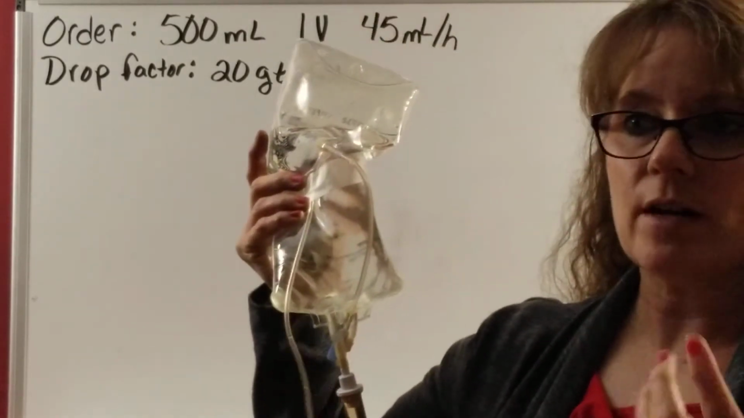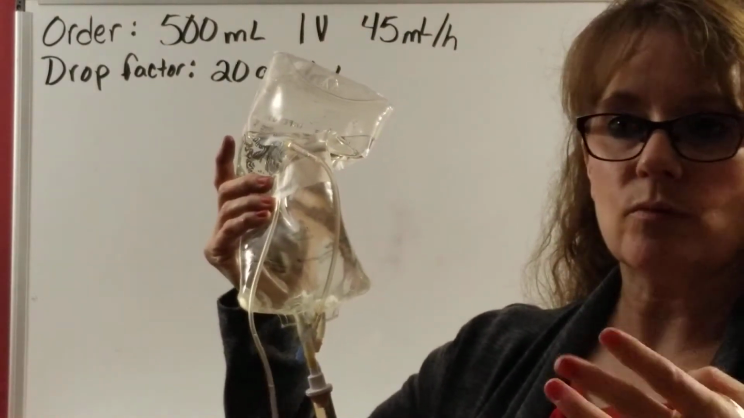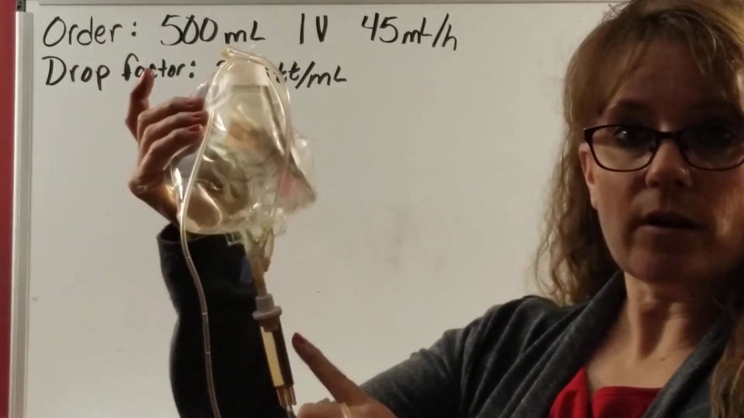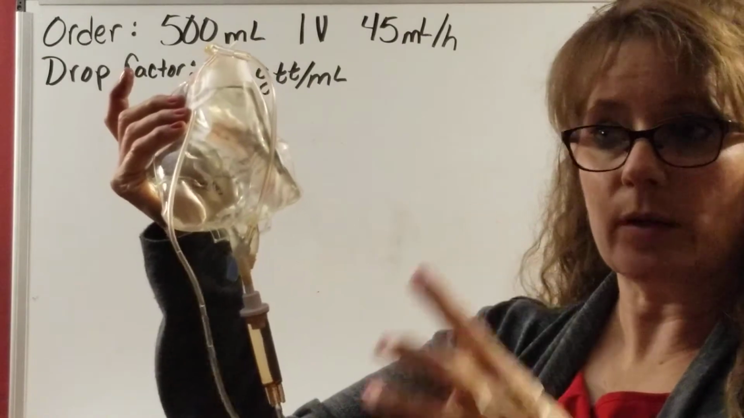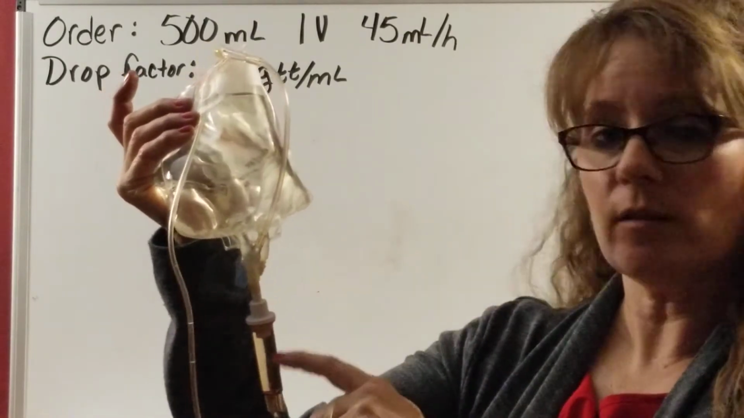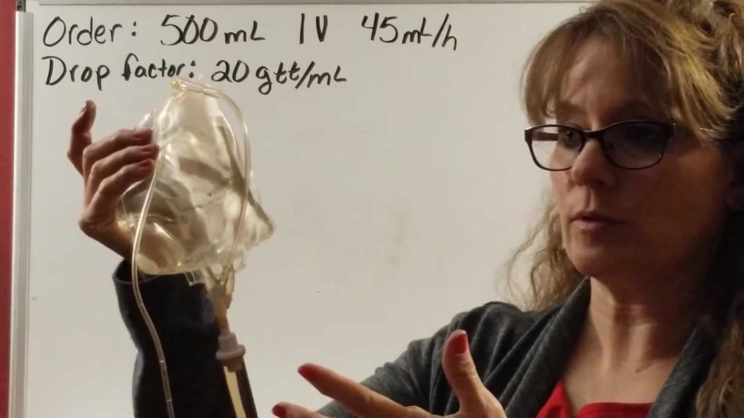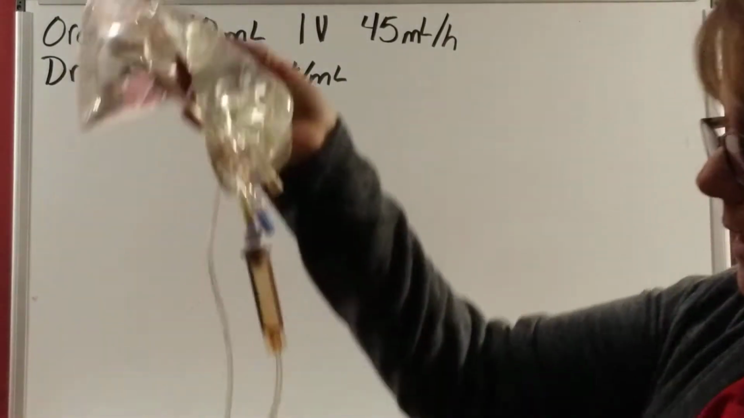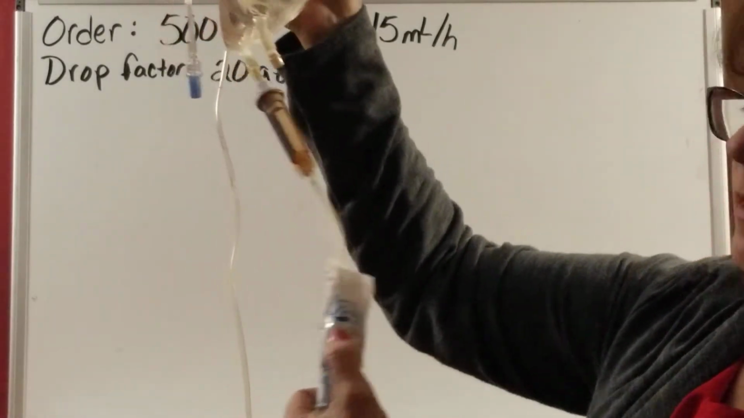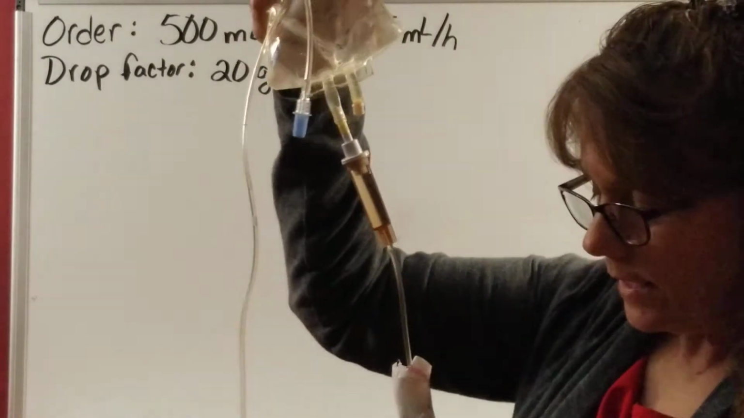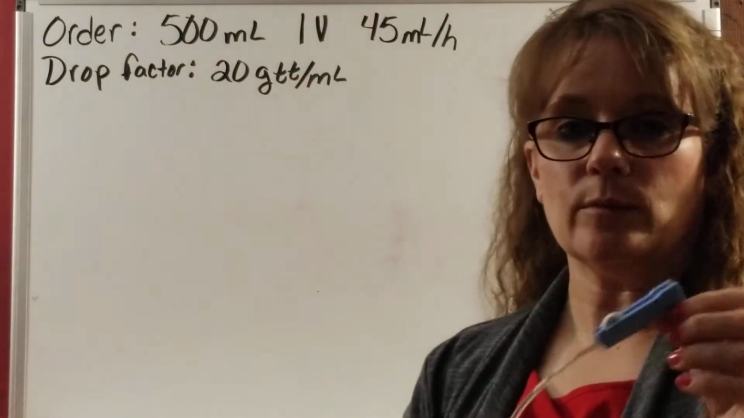Now they have a drop factor of 10, 15, 20, and 60. So the smaller the drop factor that we're working with, the bigger the drops are. The larger the drop factor gets, the smaller the drops are, which makes sense because we're talking about drops per milliliter. This one here, though, I actually take the bag on here as 10 drops per milliliter. This here is my drop chamber.